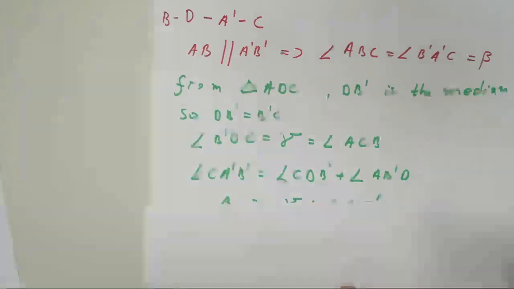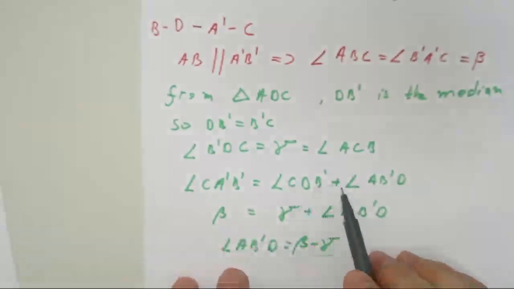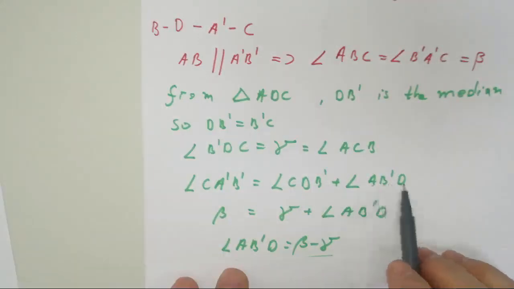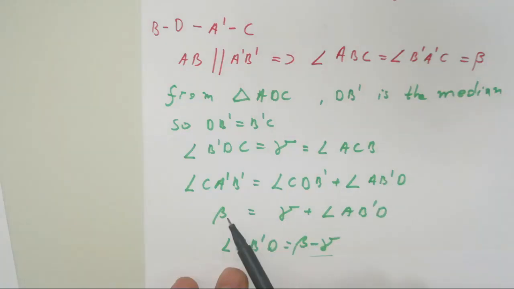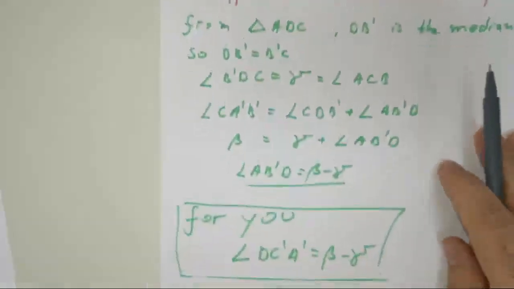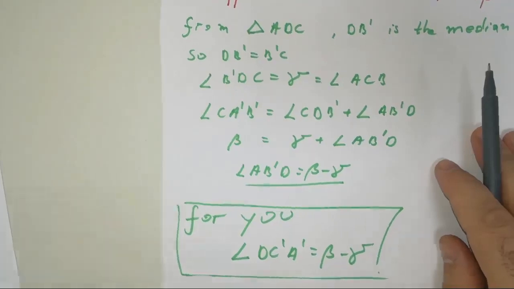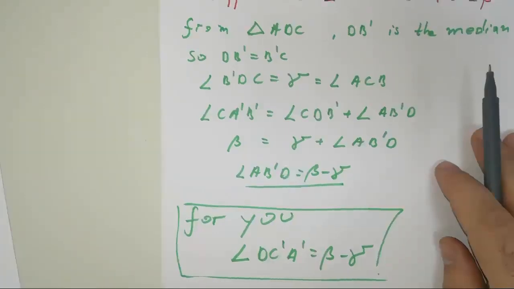This is easy now. The angle A prime B prime D will be the sum of CB prime A prime and A B prime D. We already denoted this one with beta and this one with gamma, so the angle A B prime D is beta minus gamma. For the other angle, it's just the same problem flipped, like you're flipping the image to the left side. You can continue solving for the angle DC prime A prime. It's not difficult.